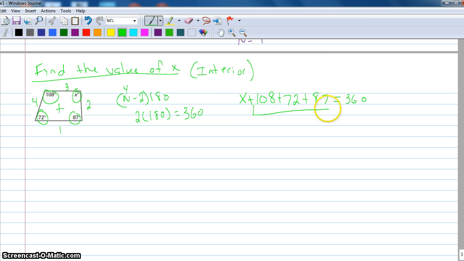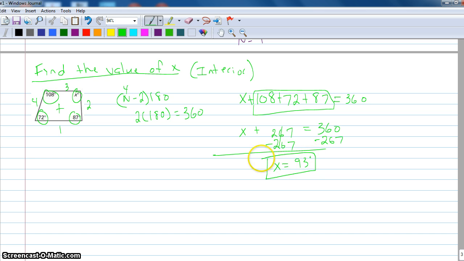Now you can combine all of these. They're all numbers. 267, and then subtract the 267, and x is 93 degrees. Not too bad. Let's try another one.